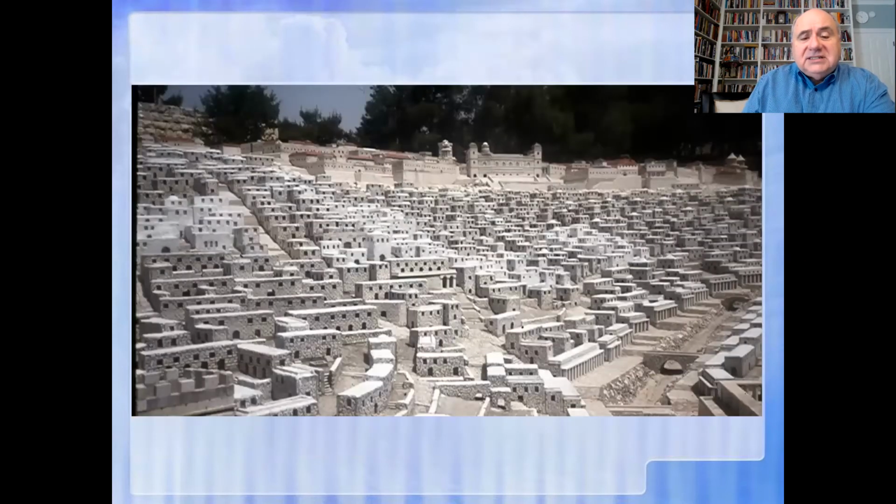Some archaeologists did put together an outdoor village of what Jerusalem might have looked like during that time. You can again see the slope. And of course, up here was where the temple would be.